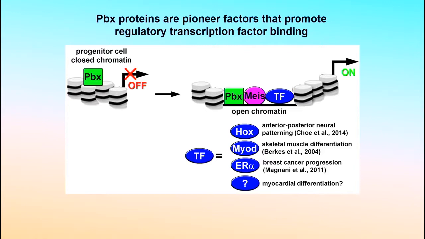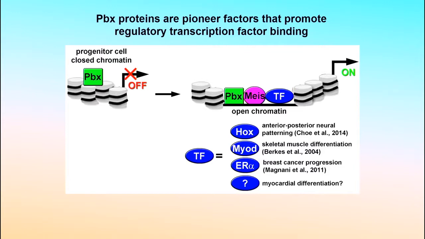These have well-known roles in anterior-posterior patterning and embryonic development. Work from myself and Stephen Tapscott's lab showed that Pbx and Meis act as cofactors and pioneer factors for the MyoD protein in skeletal muscle differentiation. There's also been work showing that Pbx acts as a pioneer factor for the estrogen receptor in breast cancer. And what I'm going to be telling you about today is our hypothesis that these Pbx and Meis factors act as pioneer factors for important cardiac transcription factors in promoting myocardial differentiation.